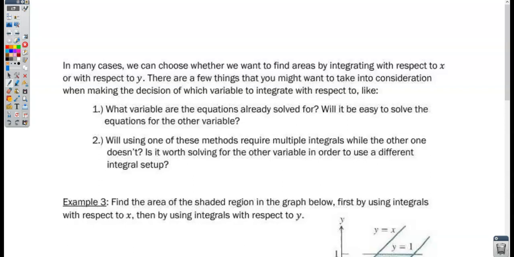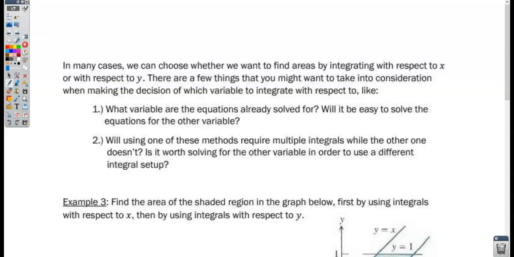Let's look at the beginning here, which kind of talks about some tips. In a lot of cases, in fact, pretty much all the time, we can choose whether we want to find areas by integrating with respect to x or with respect to y. Usually one of the two methods is easier, but sometimes they're both comparably difficult.